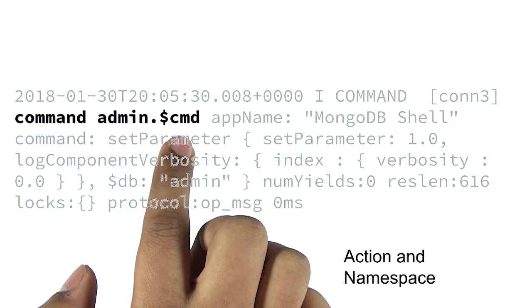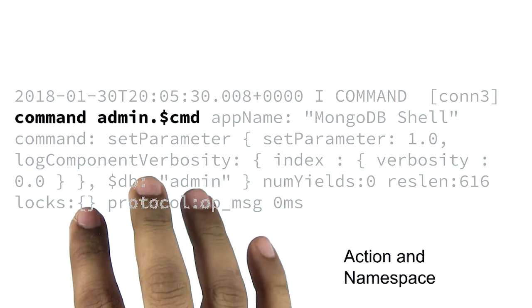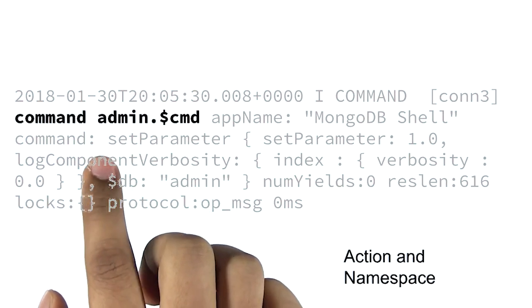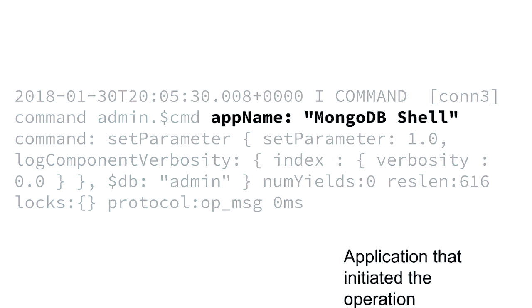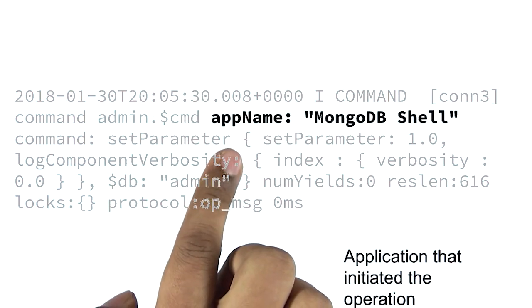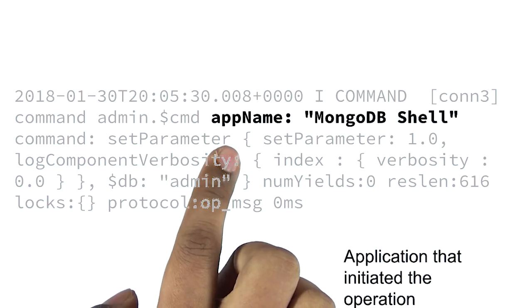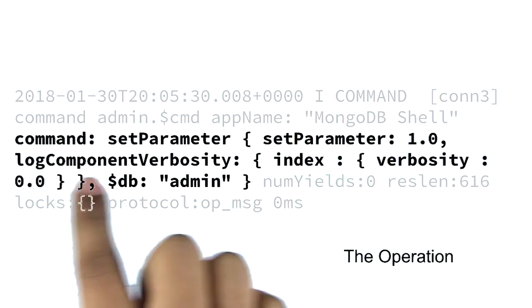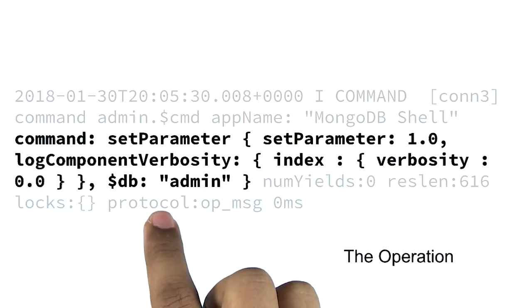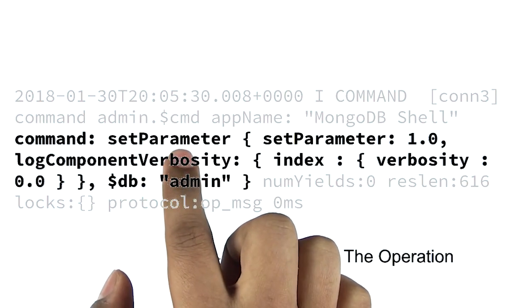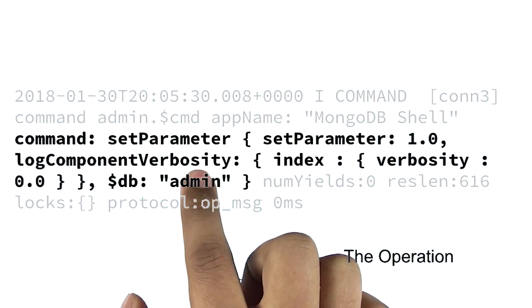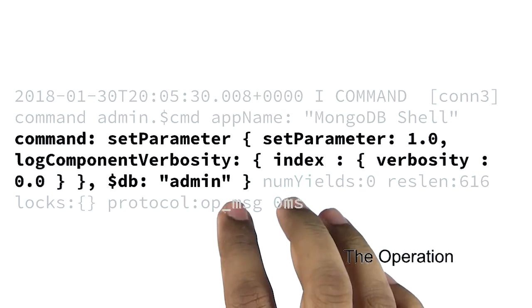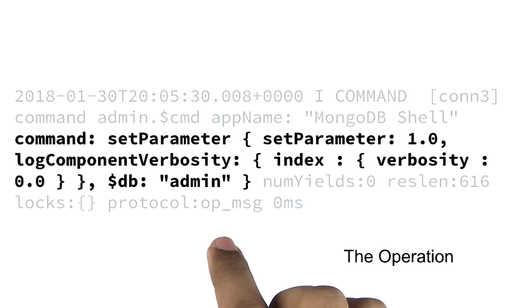The $cmd indicates that this was a database command. The full list of possible events and descriptors are out of scope, but in general you can expect that what immediately follows the connection to be the operation that triggered the event. App name indicates what client initiated the operation, in this case, the Mongo shell. Now we can dig into the command itself. The entire document is the skeleton of the command executed. Under the hood, we have a setParameter command that sets the log component verbosity of the index log component on the admin database. The command was spawned by me using the db.setLogLevel method.